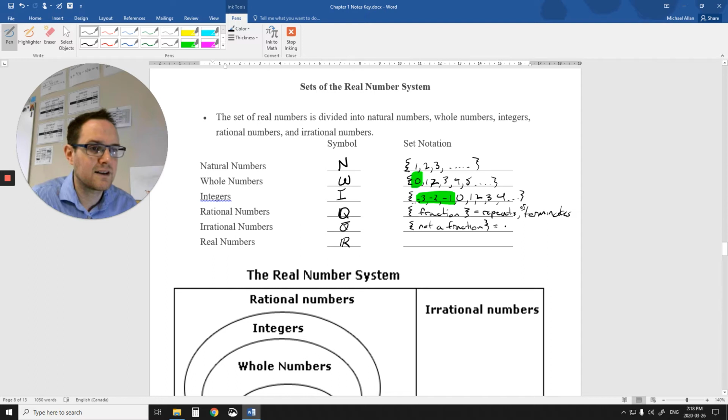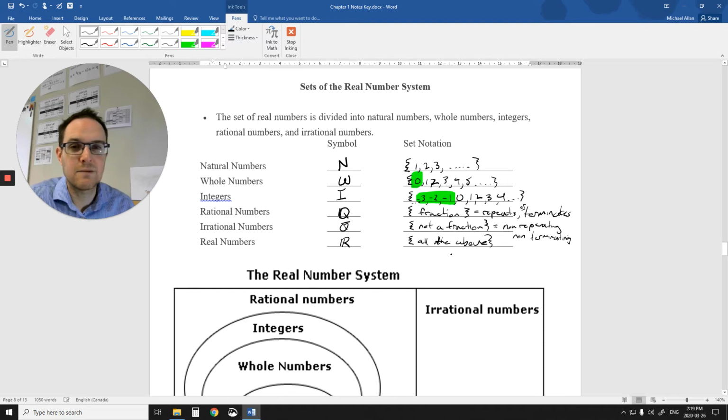Not a fraction is if it doesn't repeat, non-repeating, non-terminating. Okay, so like pi and stuff, they just keep going forever. Now, real numbers is everything. Everything we deal with here, like all the above. I'm going to say that, all the above.